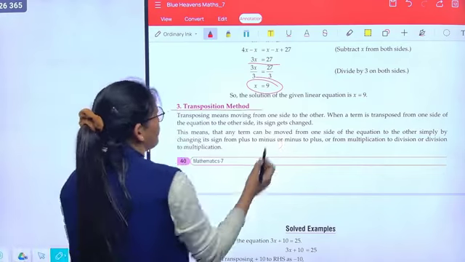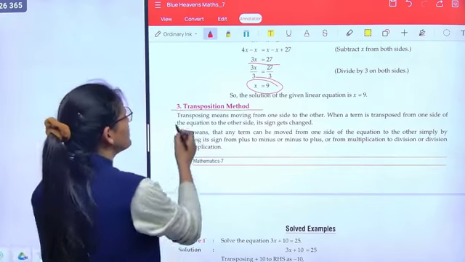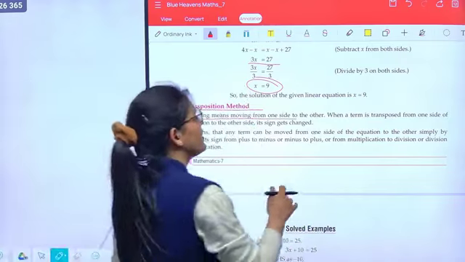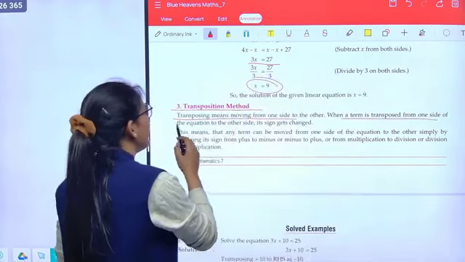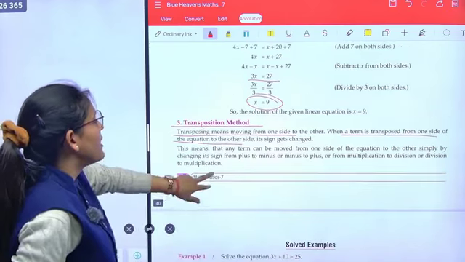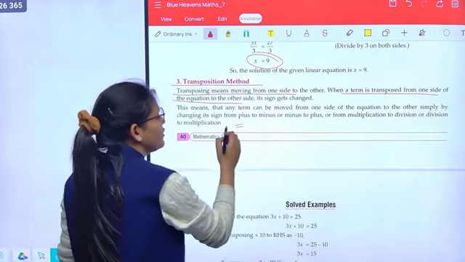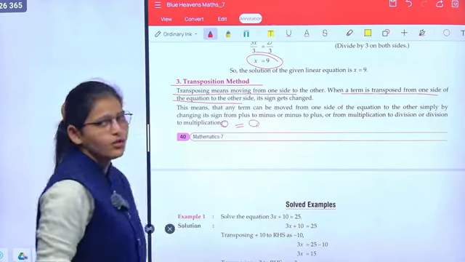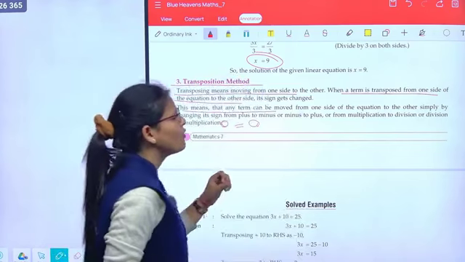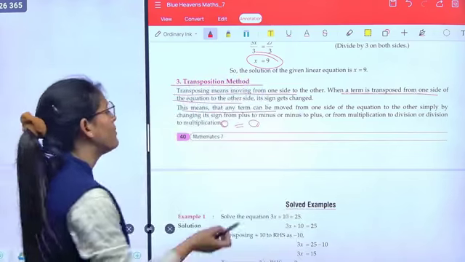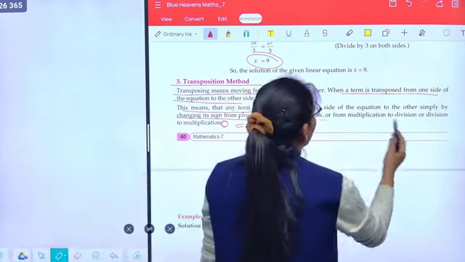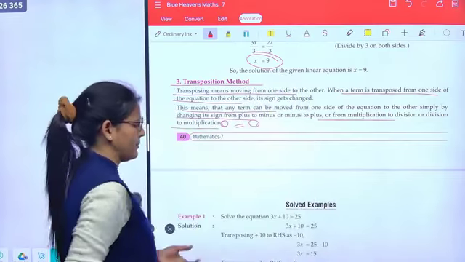Now transposition method. Transposition means moving from one side to the other side. एक साइड से दूसरी साइड को कर देंगे हम क्लास. When a term is transferred from one side of the equation to the other side, its sign gets changed. क्लास, जब भी मैं यहाँ पर इक्वल टू के कोई डिजिट यहाँ से यहाँ लेके आऊंगी तो क्लास साइन चेंज होगा. अगर वो प्लस होगी तो माइनस हो जाएगी, माइनस होगी तो प्लस हो जाएगी. This means that any term can be moved from one side of the equation to the other simply by changing its sign from plus to minus or minus to plus, or from multiplication to division or division to multiplication.